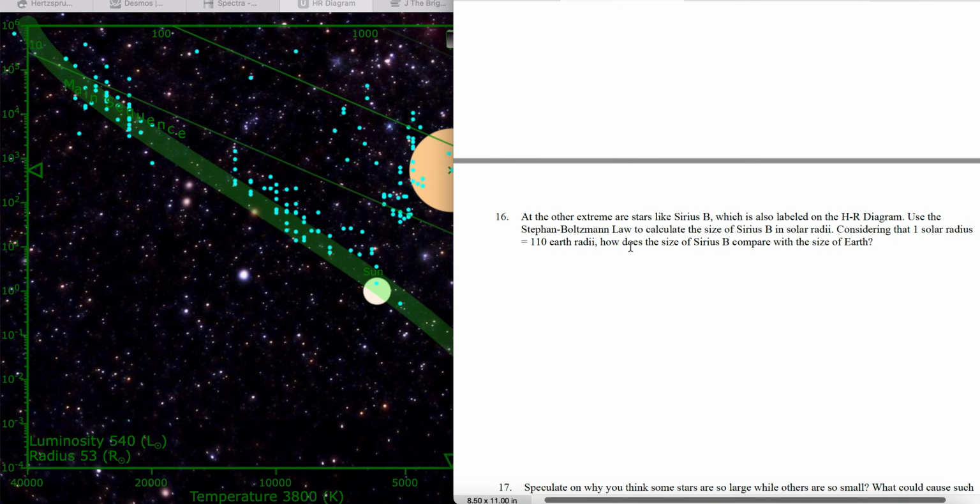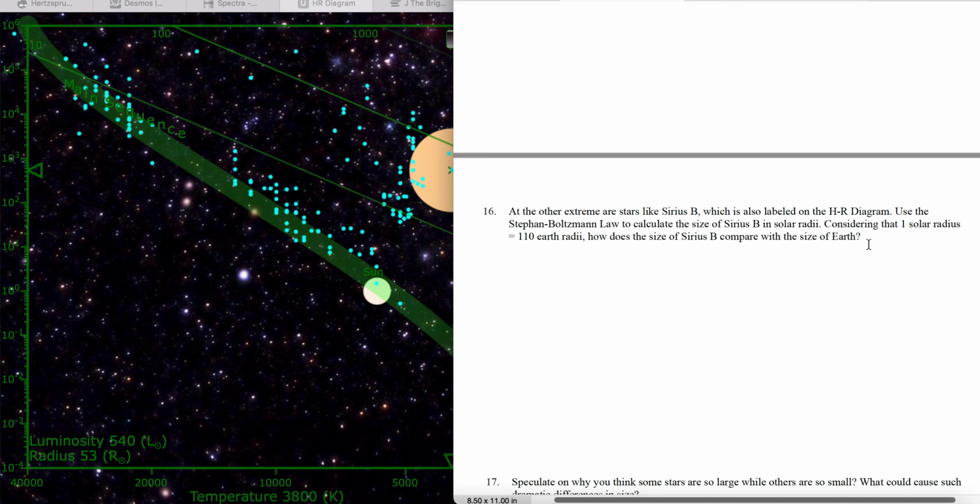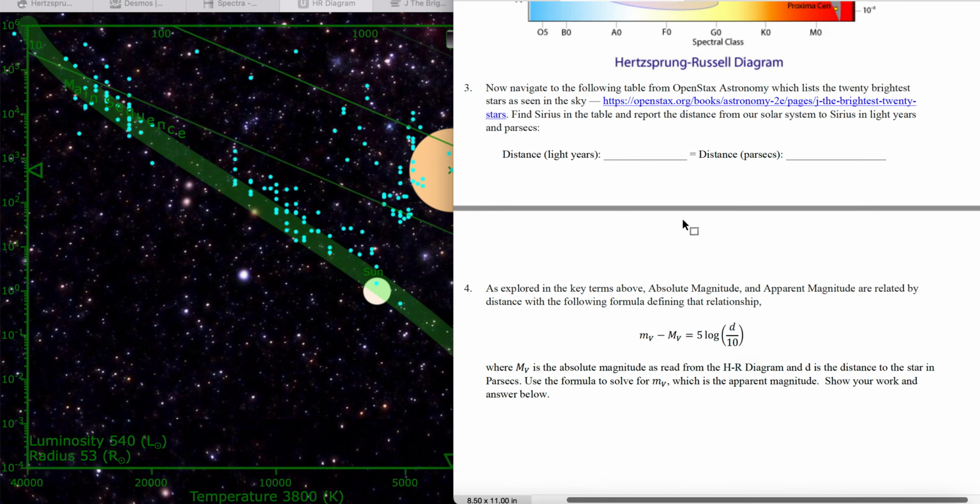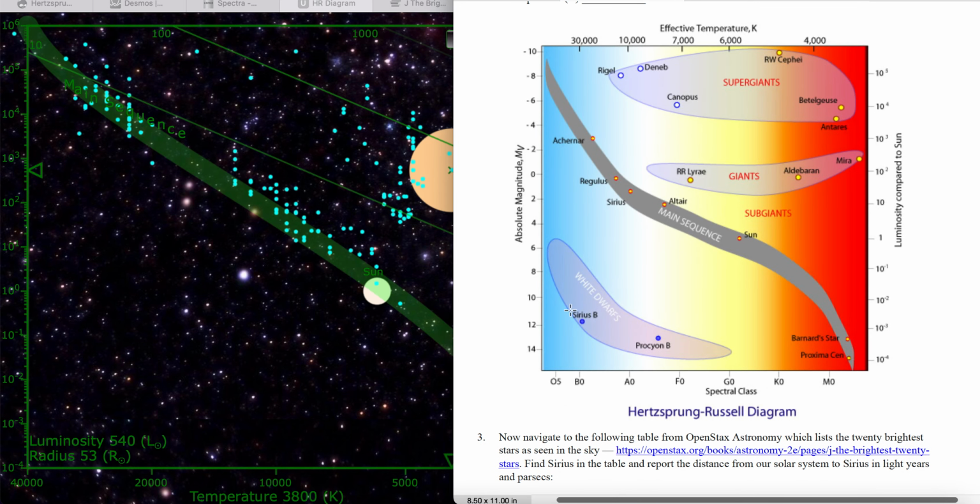On the other extreme are tiny stars like Sirius B, which is a white dwarf. That's the smallest type of star. Actually, it isn't a star in the sense there's no more fusion going on, but it was a star. It's kind of the dead leftover core of a type of star. And we're going to use the Stefan-Boltzmann law yet again to find the radius of Sirius B, because Sirius B is one of the labeled ones, because I'm only asking for labeled ones you can exactly position. So there's Sirius B right there.